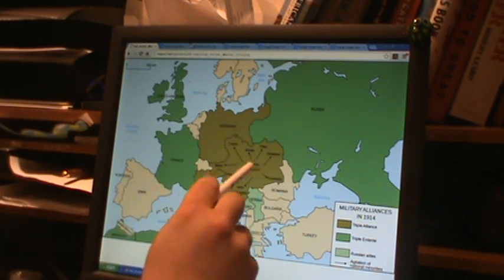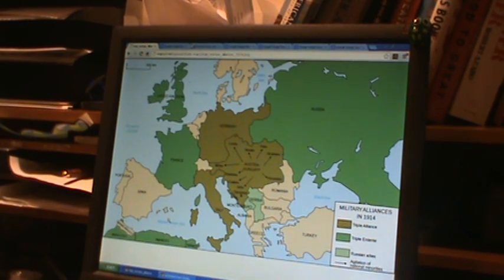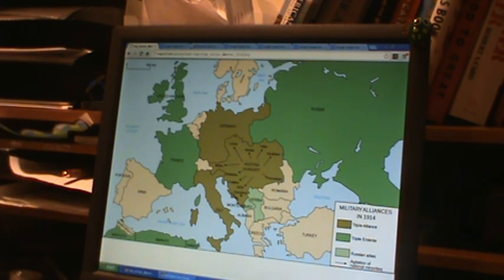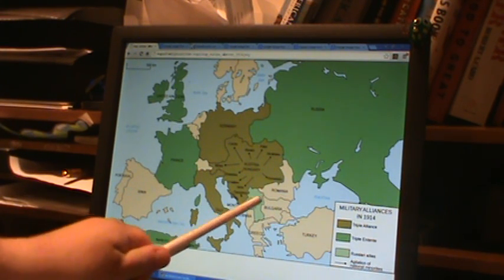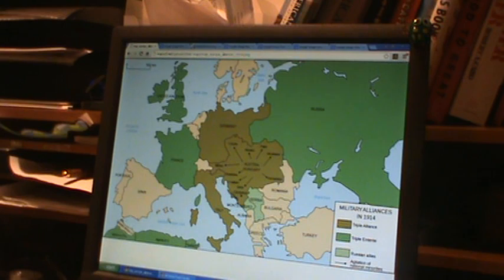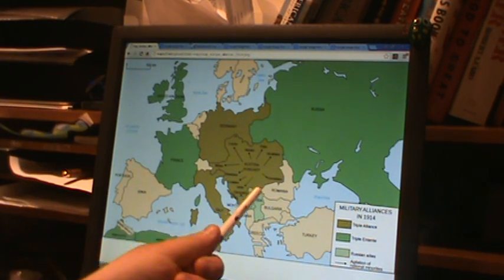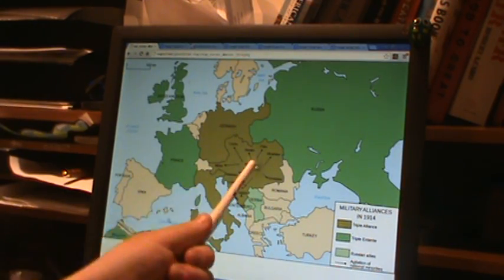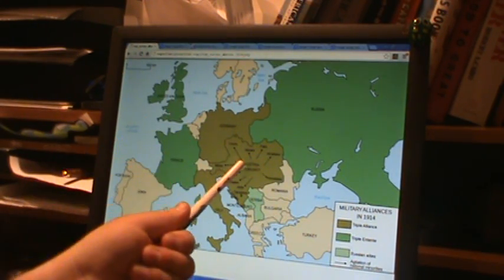Now that Germany has given Austria-Hungary its blank check, Austria-Hungary gives Serbia an ultimatum. And the ultimatum cannot possibly be accepted by the Serbs because it pretty much would mean Serbia became part of Austria-Hungary. Serbia rejects the ultimatum. Serbia mobilizes its army for war, which means Austria-Hungary mobilizes its army for war.